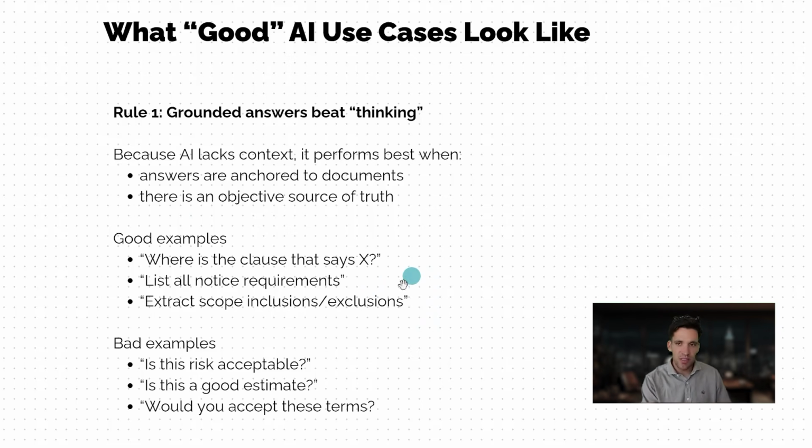So good examples of this would be asking AI what the clause in the contract says, listing all the notice requirements, extracting the scope inclusions and exclusions. It's answering based on the reference documentation. Bad examples would be judgment calls, where you're asking, is this risk acceptable? Is this a good estimate? Would you accept these terms? Judgment calls are just not what AI is good for.